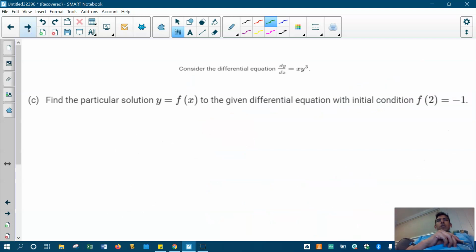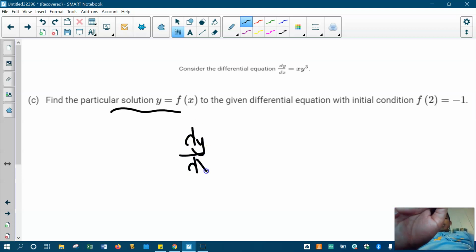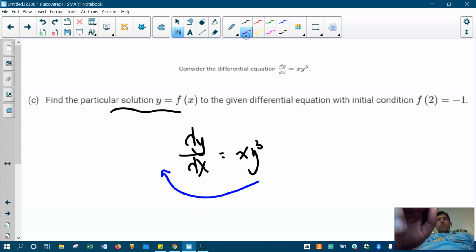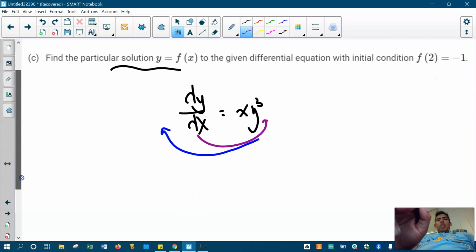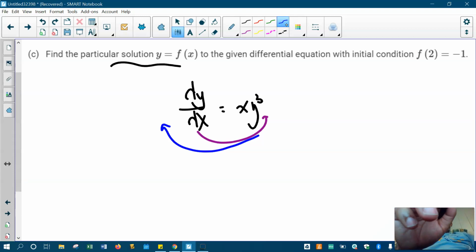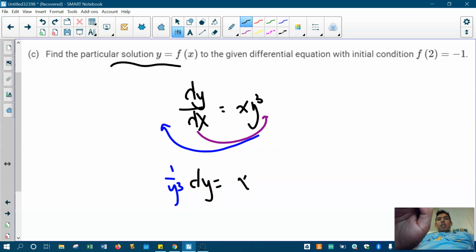C. Okay, now for C, it says dy dx equals xy cubed again. Find the particular solution to the differential equation. So I'm solving for y here, which means I need to separate and integrate. So let's go ahead and do that first. dy dx equals xy cubed. Let's move this y cubed over here, and move this dx over here. By moving that y cubed, I'm going to get 1 over y cubed dy equals x dx. Okay, that first step is called separate.